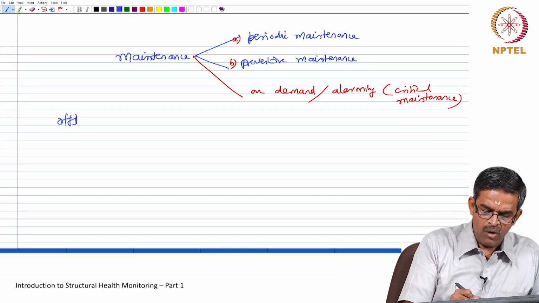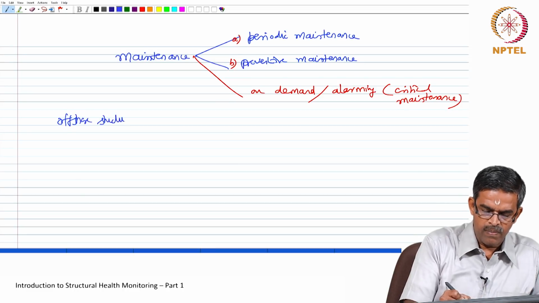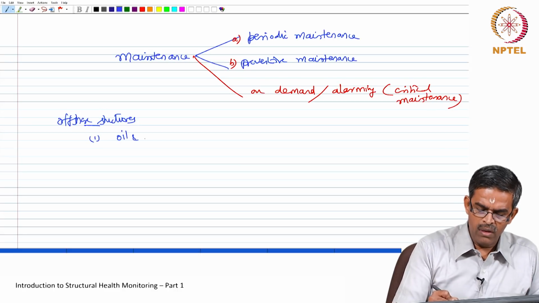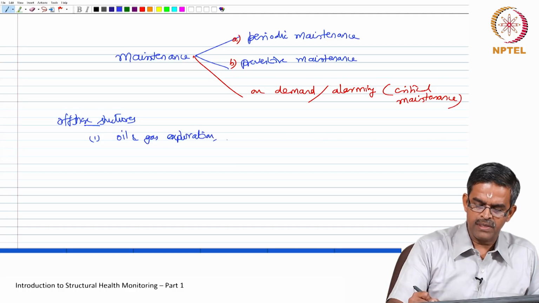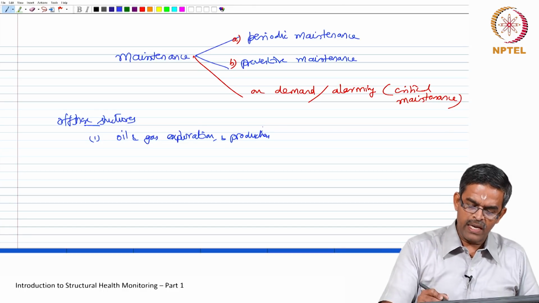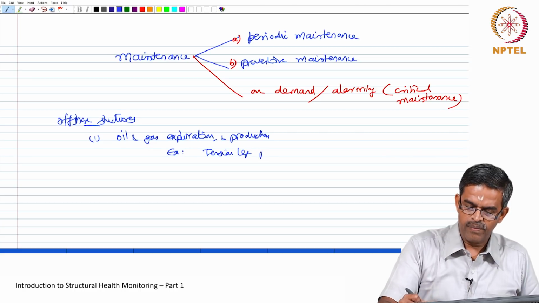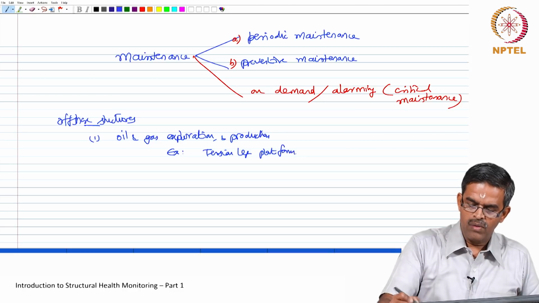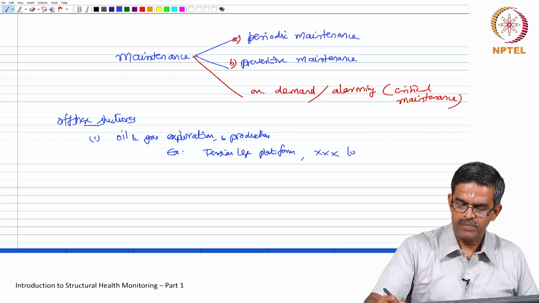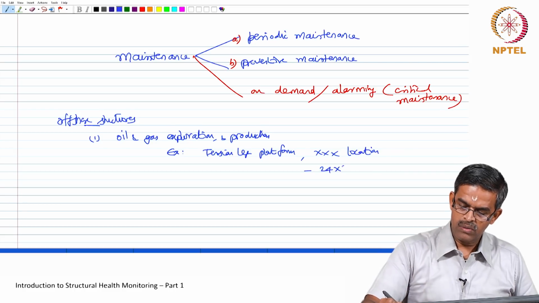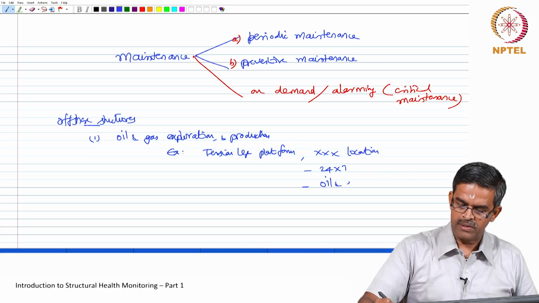Let us talk about offshore structures. Let us talk about platforms which are used for oil and gas exploration and drilling, exploration and production. Let us take an example of a tension leg platform located in XXX location, working round the clock towards oil and gas production.